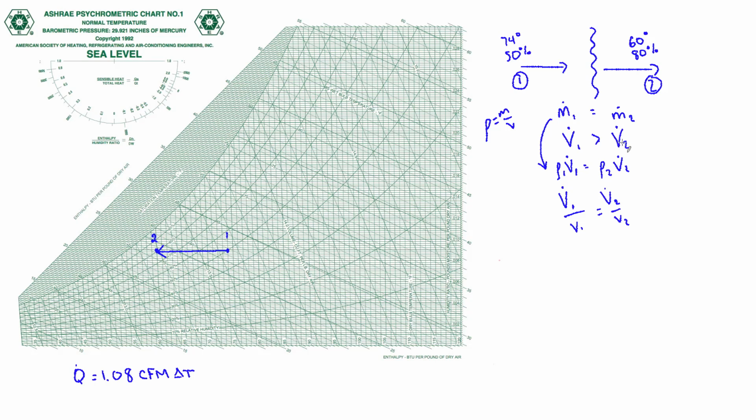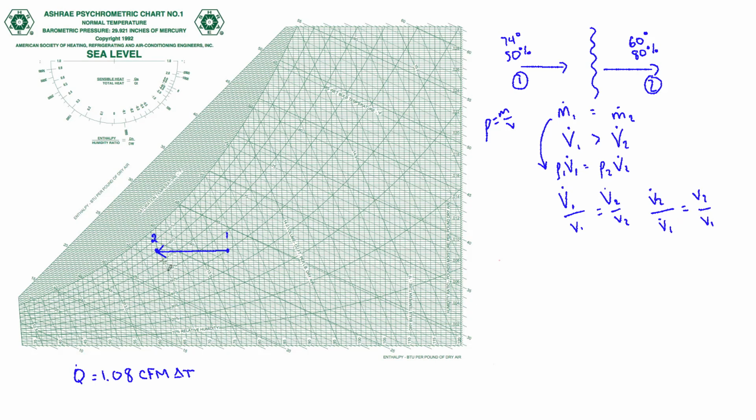So if you're wondering how much less is the volume leaving the coil, the volume at state 2, compared to the volume at state 1, we can rearrange this to write the ratio of V dot 2 over V dot 1. Let's do that algebra now. V dot 2 over V dot 1 equals little v2 over little v1. So really no surprise there. The ratio of the volume flow rates is directly proportional to the ratio of the specific volumes.